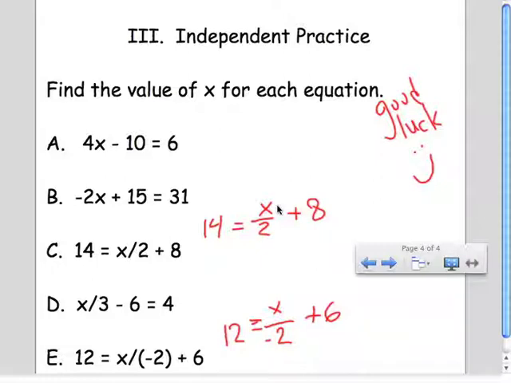And here is the independent practice. These are your 5 problems.